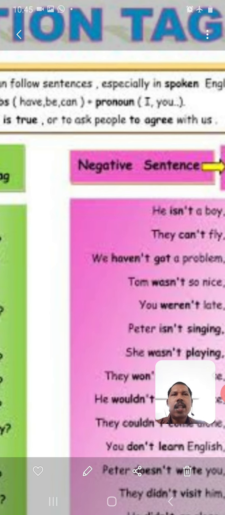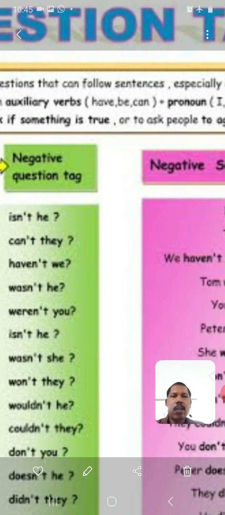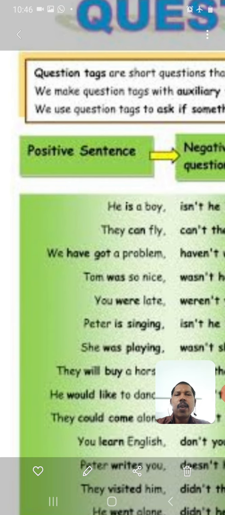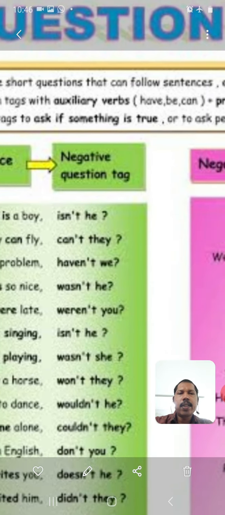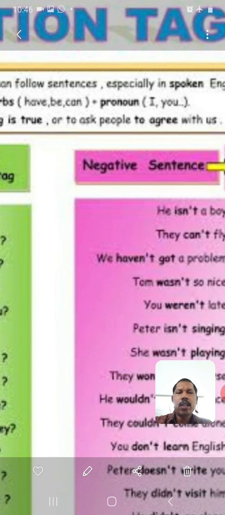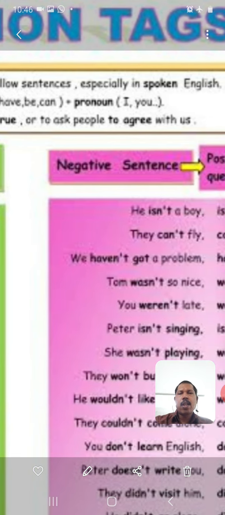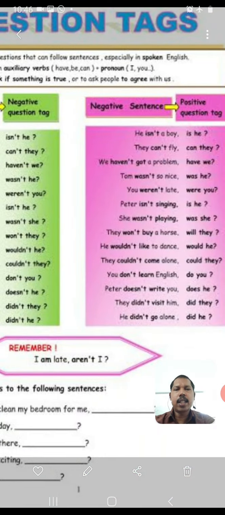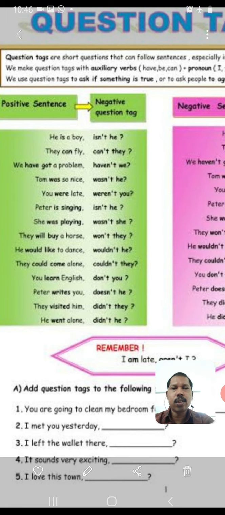So this question tag has the helping verb, one personal pronoun, and ends with a question mark. We use question tags to ask if something is true. That means just for confirmation we ask this question tag, or to ask people to agree with us. So he is already sure of that and he just wants to confirm whether the other people agree or not. For that purpose only we use question tags.